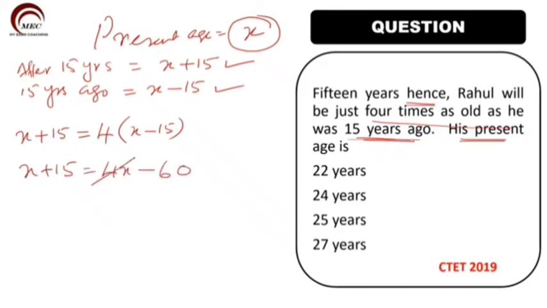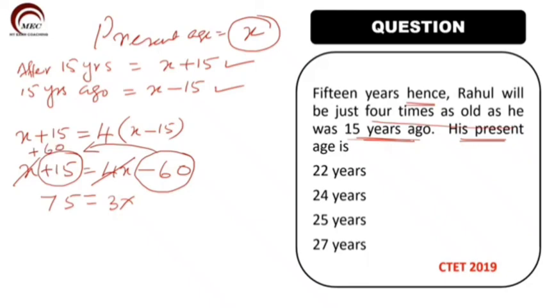Here we have 4x, here we have x. So remaining will be 3x. If I take this minus 60 to this side, it becomes plus 60. So 15 plus 60 will become 75. So 3x equals 75, and 75 divided by 3 gives 25. So x is equal to 25. So what is the present age of Rahul? The present age of Rahul is 25 years. So from the given options, we mark the correct answer as 25 years.